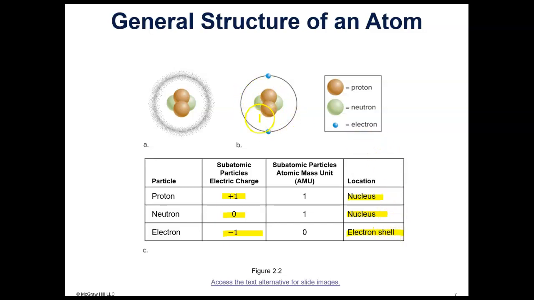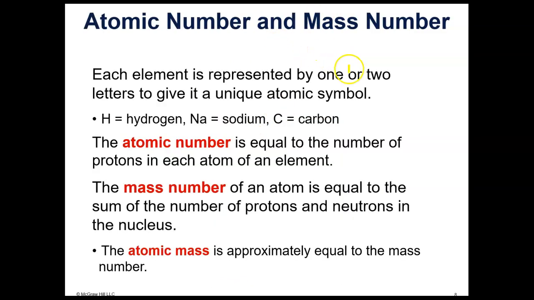And what you can see up here in figure B is the atomic model, actually for the element helium. Helium has 2 protons, 2 neutrons, and 2 electrons. All right, so each element on the periodic table is represented by a symbol. It's either 1 or 2 letters. For example, hydrogen is H, sodium is Na, carbon is C. The atomic number is also in the box with the element, and it's going to tell you the number of protons in that atom. The mass number is going to tell you the number of protons plus neutrons.